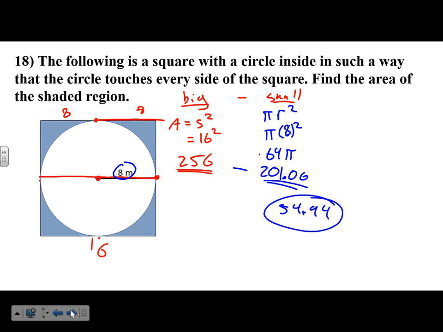So again, don't make it harder than it is. A lot of students get confused because they don't give you any of the sides of the square. You have to remember, if it goes from halfway to the side, that's the same as this. So the whole length is 16.